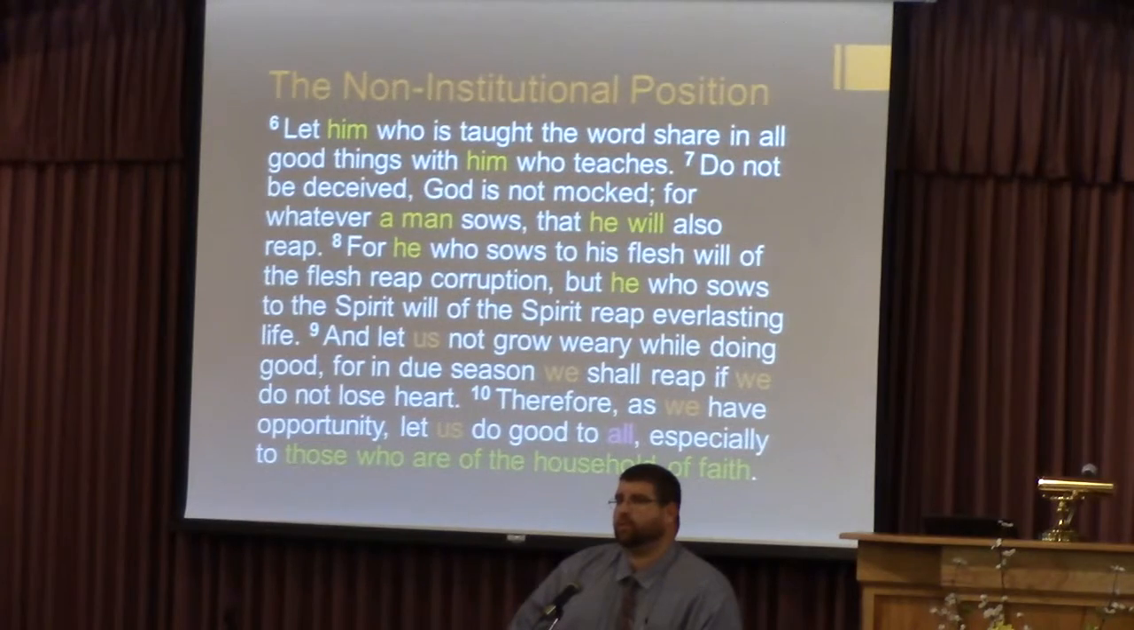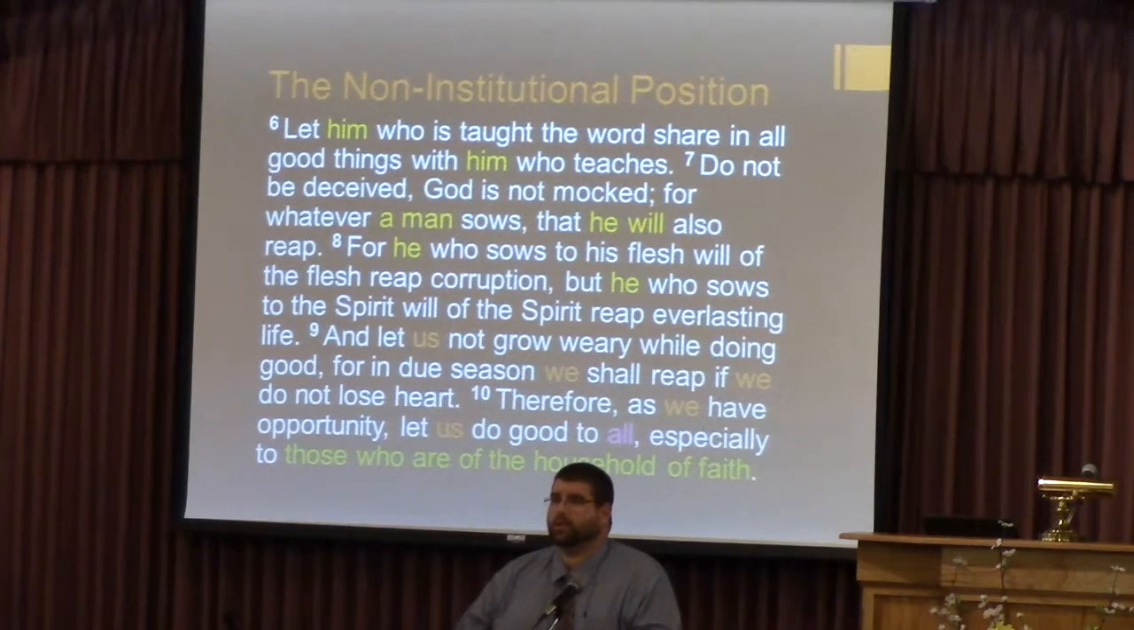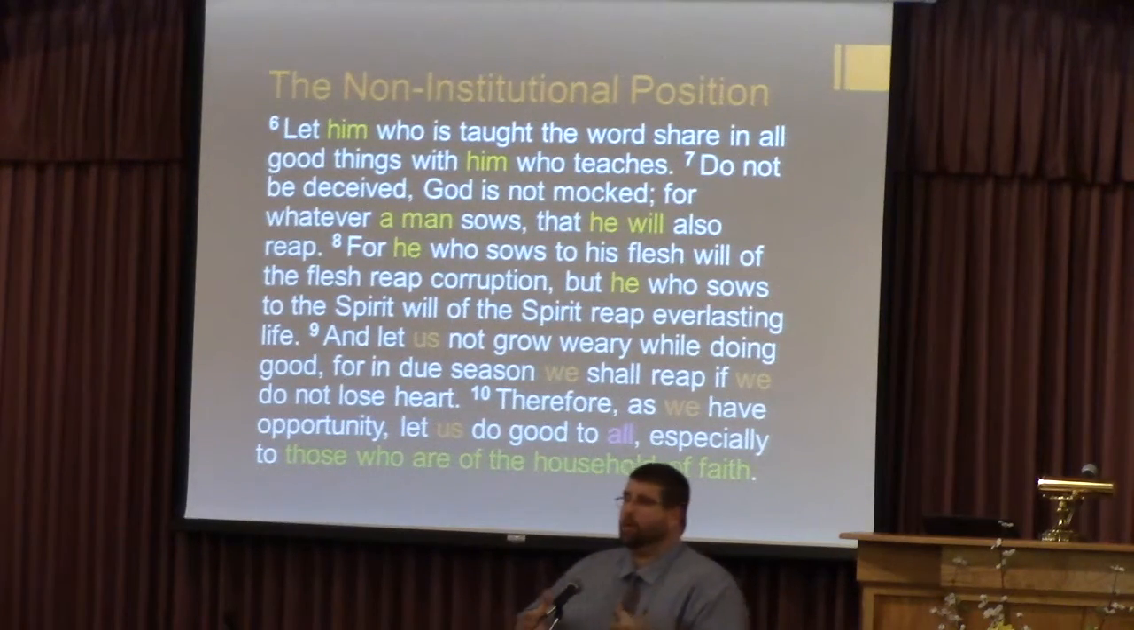For he who sows to his flesh will of the flesh reap corruption, but he who sows to the Spirit will reap everlasting life. And let us, now who does us mean? You and I, Christians, let you and I not grow weary while doing good, for in due season we, you and I, shall reap if we, you and I, do not lose heart. Therefore, as we, you and I, have opportunity, let you and I do good to all, especially to those who are of the household of faith. What's the context of the we, you, and I? Is it singular, and meaning individually? Or is it plural?